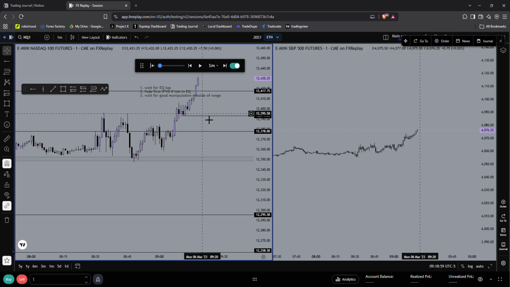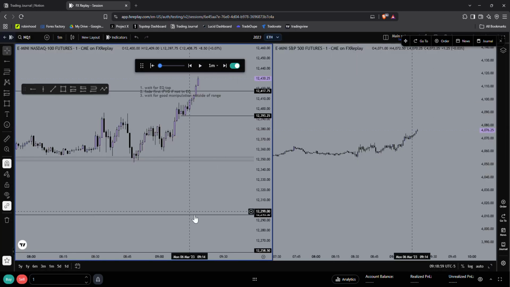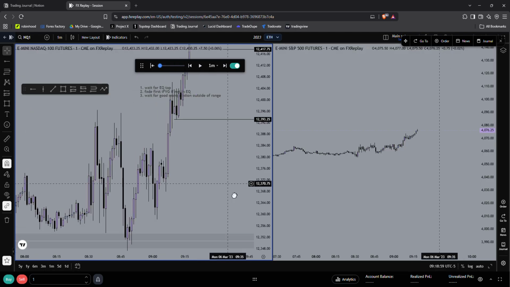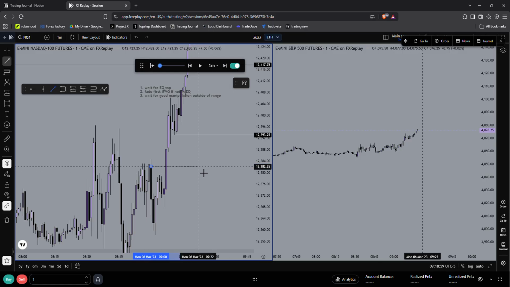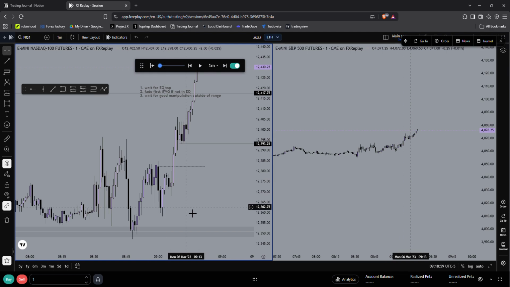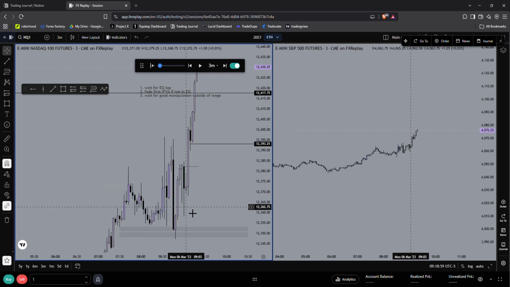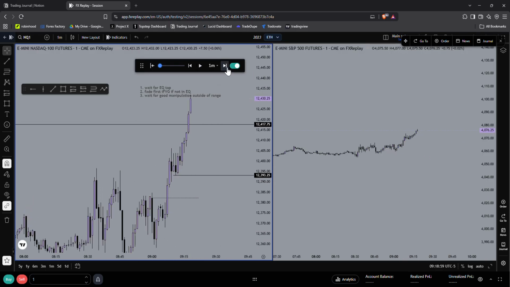So now we can delete our draws. We can delete this, delete this. Where's 9 AM open? Here's 9 AM open. We don't manipulate into anything. We probably do. Okay, we take out this 3-minute intermediate low and then we continue higher.